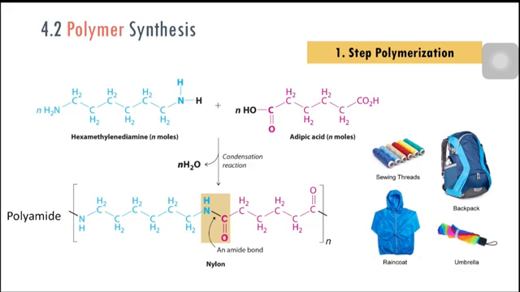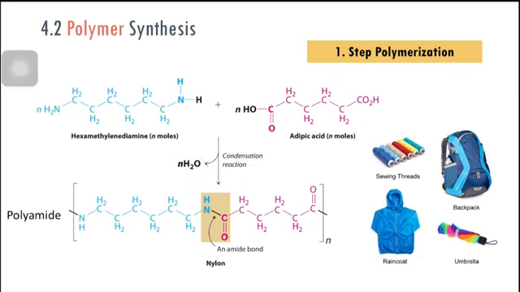The first type is step polymerization. These polymers are formed by a combination of the monomers, which usually eliminates a small molecule like water or alcohol. The elimination of the small molecule we generally call a condensation reaction. That's why this step polymerization has the other name, condensation polymerization.